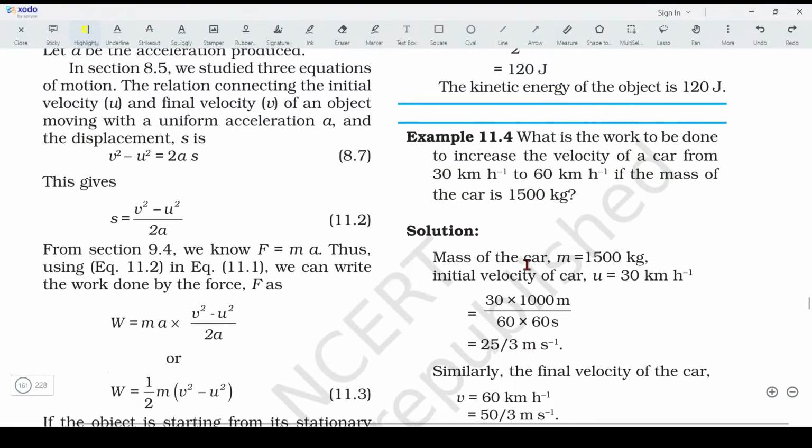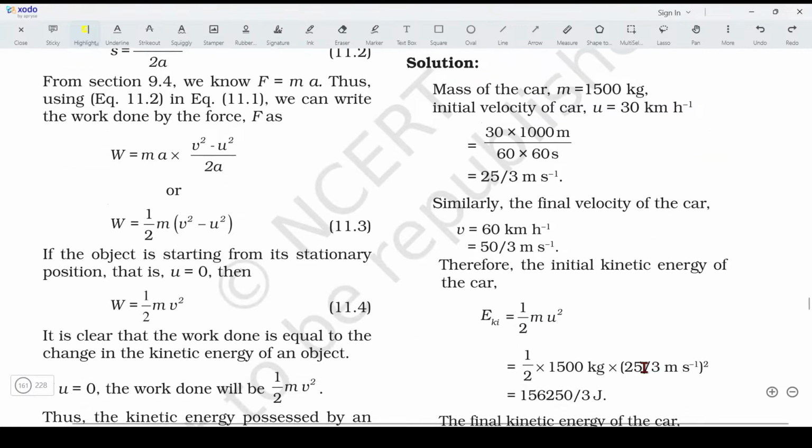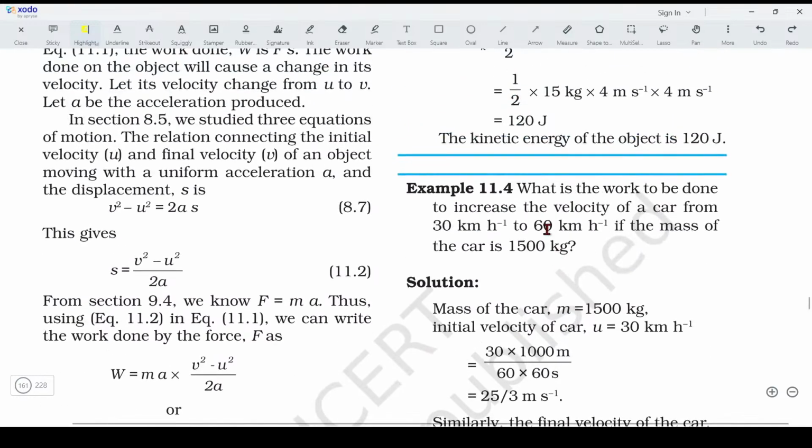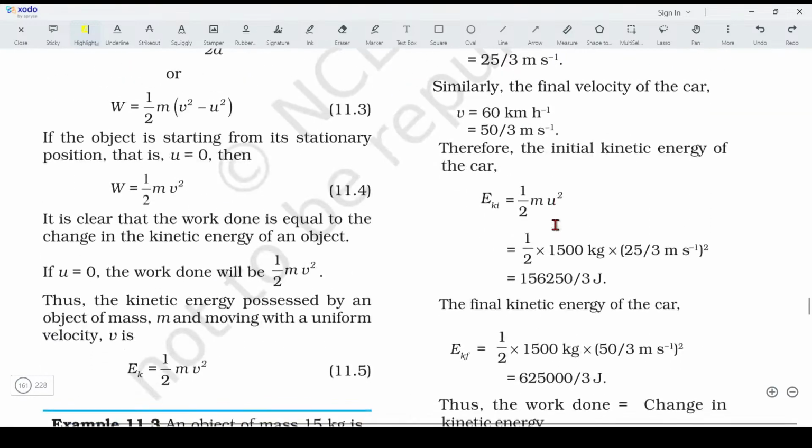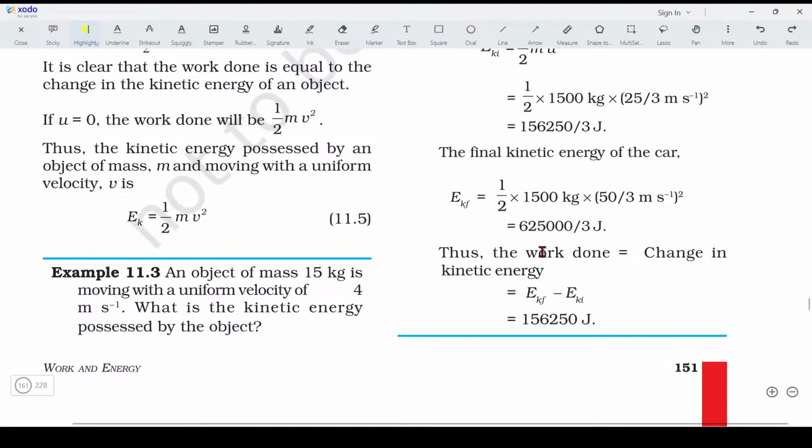The car mass is this, the initial velocity is this, the final velocity is this. That means initially how much energy it has got? Half into 1500 into 25 by 3 whole square. What is 25 by 3? 30 kilometers per hour is 25 by 3 meters per second. This is the original energy it has got. Now you have increased the velocity to this one. What is the new energy? That is this one.